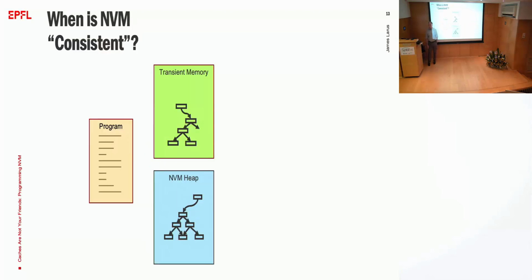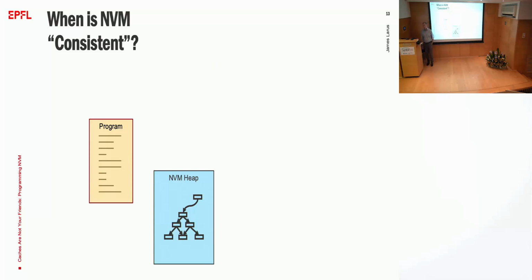One thing that I'm going to use is the word consistent. And consistent in the case of non-volatile memory is, I'll define it sort of the way you would define it in terms of a database. So imagine that you had a program that was manipulating transient memory and non-volatile memory, and then all of a sudden it stopped for whatever reason. It stopped at some point.